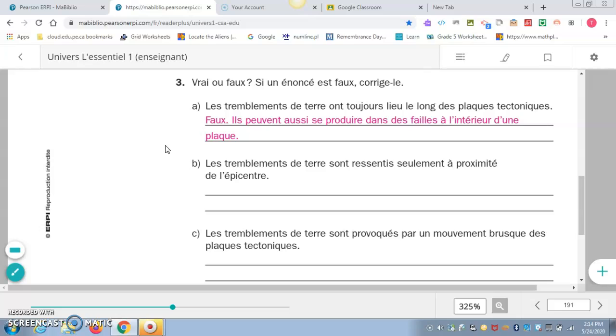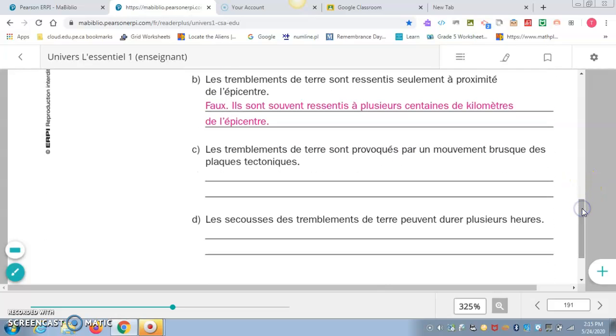Doesn't have to be along the side of a plaque tectonique. Question B. Les tremblements de terre sont ressentis seulement à proximité de l'épicentre. So do you only feel an earthquake if you are close to the epicenter? We know that that is also faux. Ils sont souvent ressentis à plusieurs centaines de kilomètres de l'épicentre. It would be the strongest if you were at the epicenter, but you could actually feel an earthquake if you are hundreds of kilometers away from the epicenter as well.